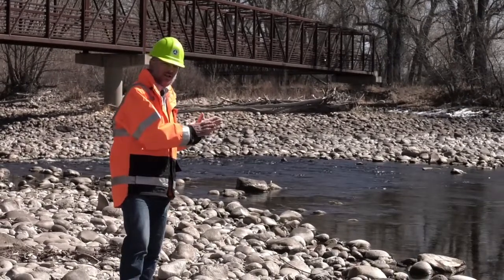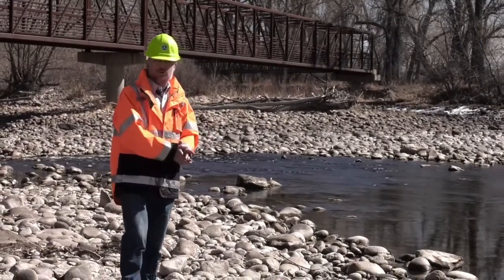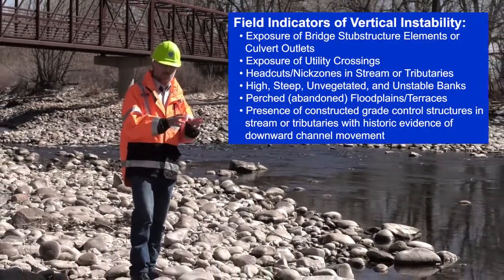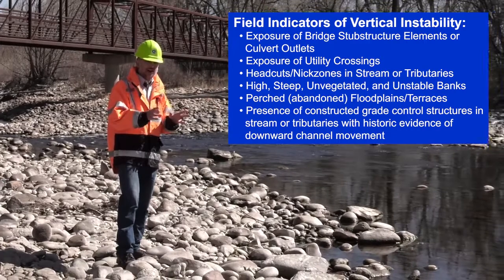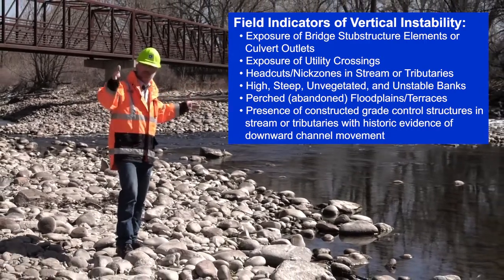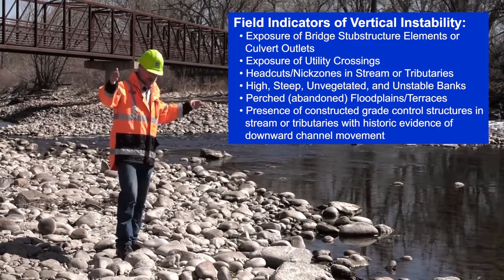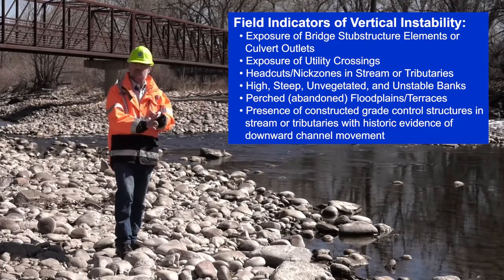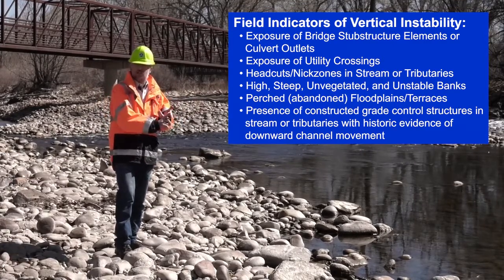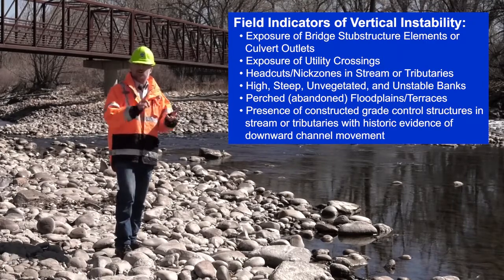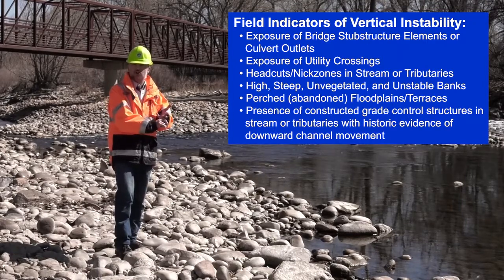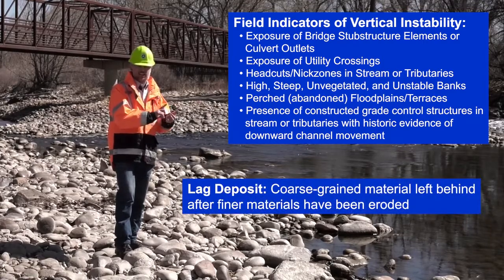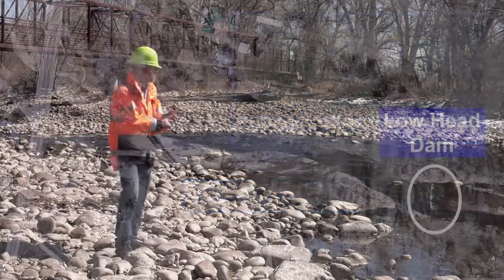Also, we need to consider our vertical stability. When we consider vertical stability, the field indicators of that are going to include upstream and downstream base level controls, so things such as dams, exposed bedrock layers, irrigation diversion structures, and or very, very coarse lag deposit materials.